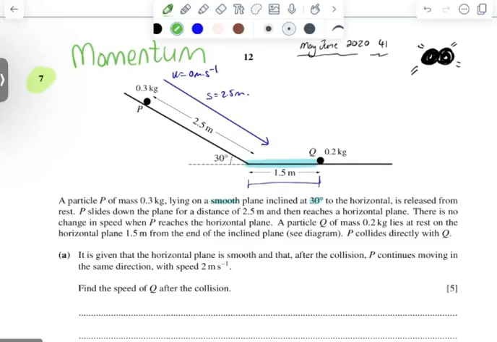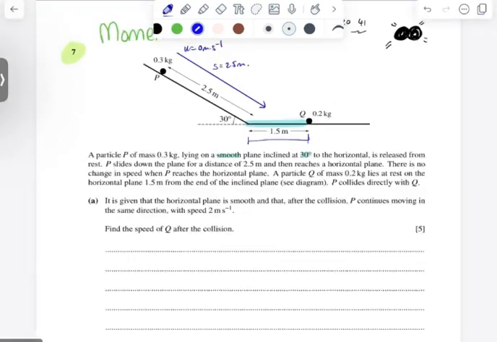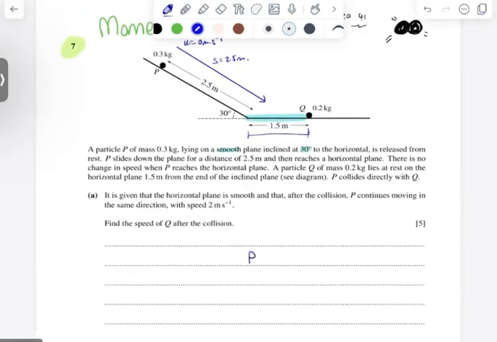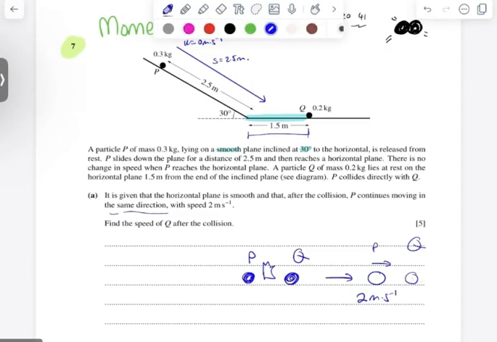And P continues moving in the same direction with a speed of 2 meters per second. So once P collides with Q, they have a collision, and then P continues with a speed of 2 meters per second. It does tell us P is not rebounding, so it continues in the same direction, and so Q is also going to be going in that same direction. They want us to find the speed of Q.